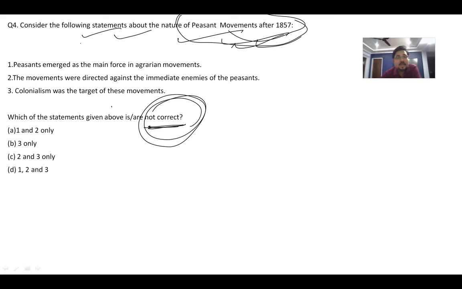Peasants emerged as the main force of agrarian movements. The movements were directed against immediate enemies of the peasants. Colonialism was the target of this movement. So this is not correct. So three is not correct.